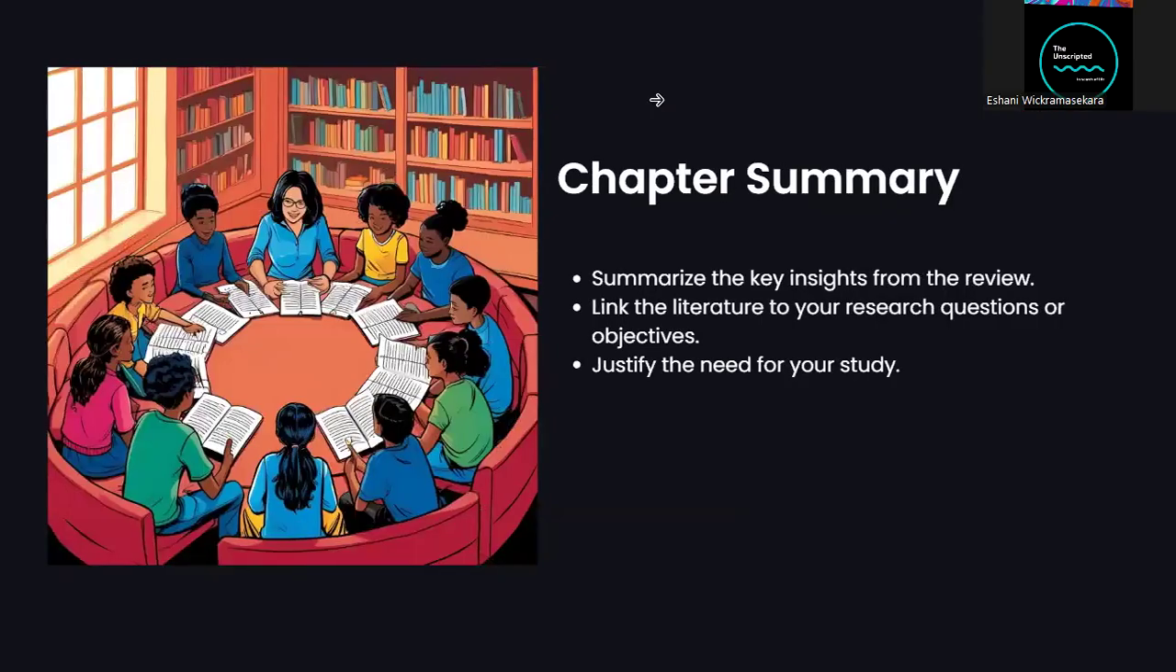So in this chapter summary, you can have again 100 to 200 words where you can summarize all the findings that you have been able to find out from your literature review. And then you can have a link how your literature is supporting your research questions and objectives as well. Because if you remember, I clearly mentioned that your research questions are actually the guiding light throughout your study. So you can always link the literature that you have found in connection to your research questions and your objectives.